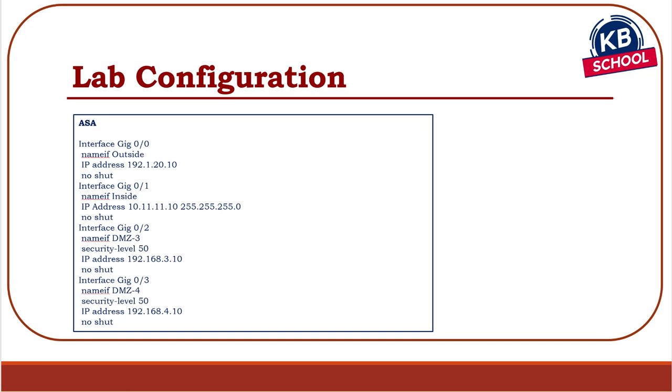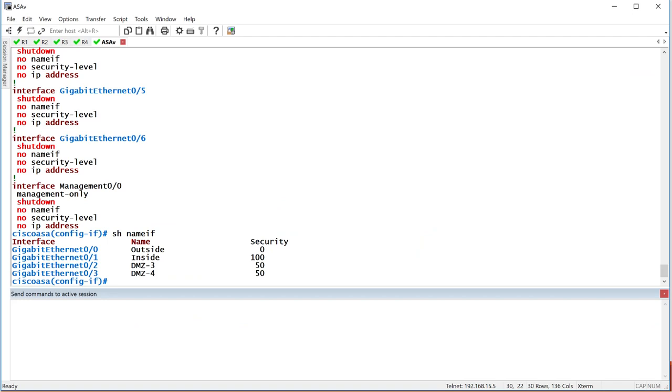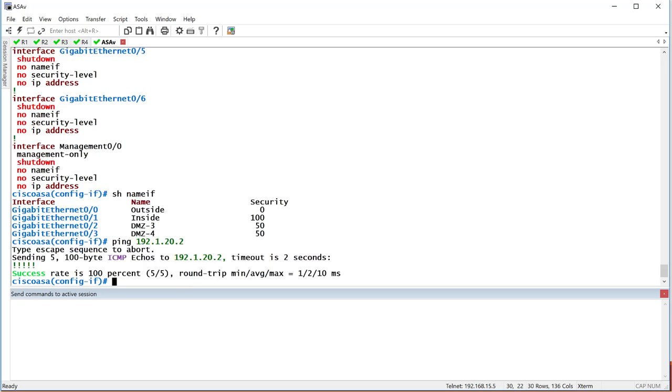Now at this point, if I go back to my diagram, I should be able to reach my directly connected interfaces. On the ASA, I should be able to ping router 2, 3 on this side, 4 on this side, and 1 on the inside. Let's see if that's working. So what I'll do over here is ping 192.20.2. Notice no do command. You can do your normal commands anywhere on the ASA, unlike the router. 20.2 is pingable. 10.11.11.1, which is router 1, is also pingable.